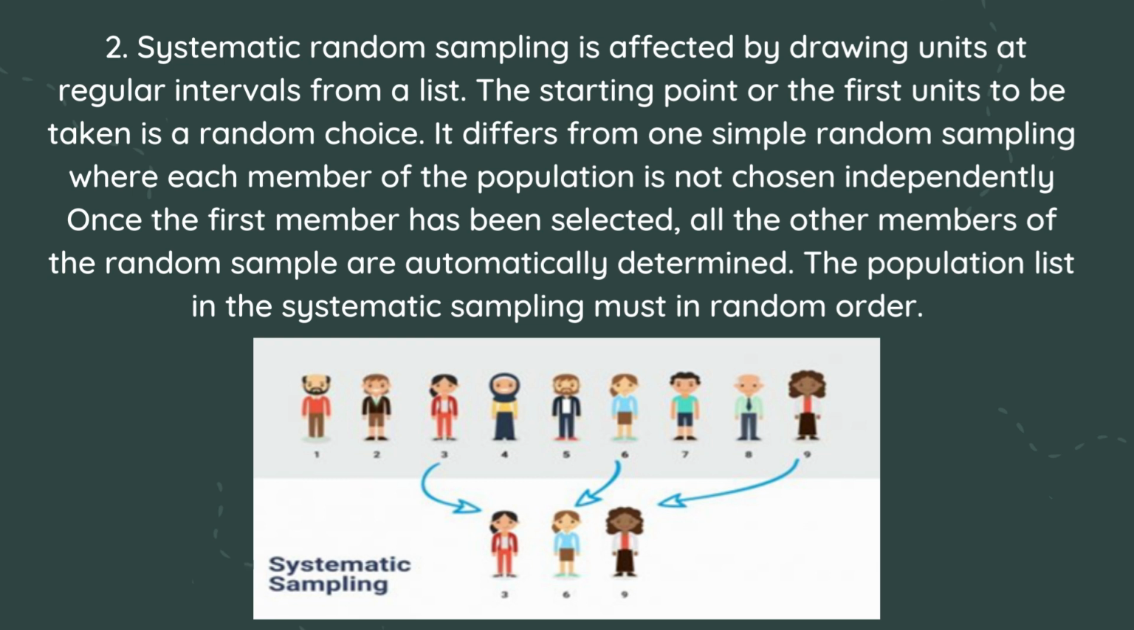Ikaw mismo yung nag-a-assign kung saan ka magsisimula at ikailang element ba ang pipiliin mo. In this example class, as you can see, ang pinili niya dito ay every third element. So we have 3, 6, and 9. That is a systematic random sampling method.